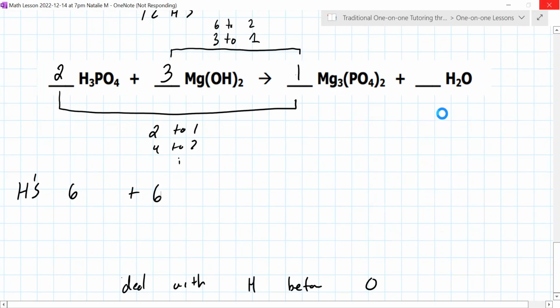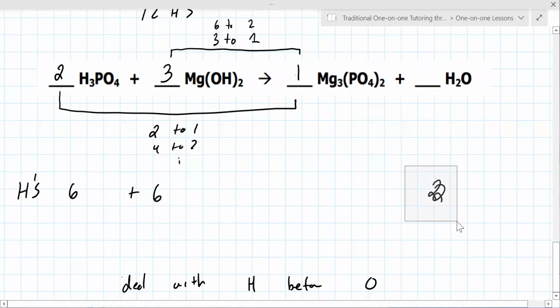So that means we're going to put a 6 in front of the H2O, because that'll give us the right number there. Yeah, this one is a little bit easier. But we're not done. We haven't dealt with the O's. So it's almost a checklist.